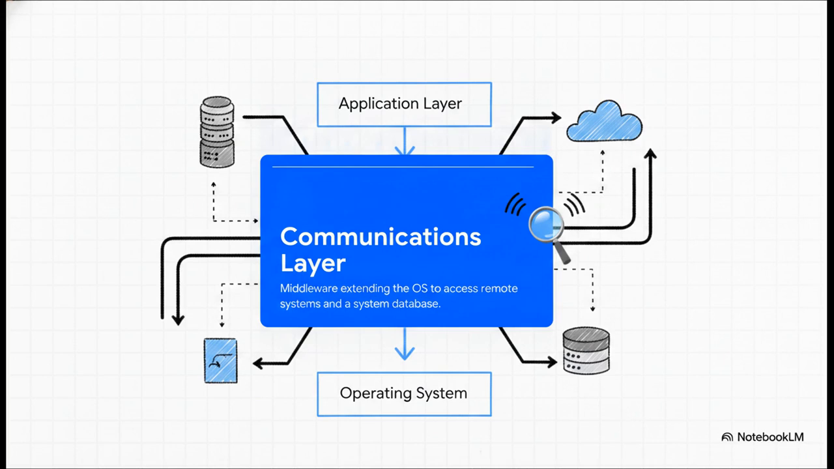So why middleware? Well, because it sits right in the middle. It bridges the gap between the operating system below it and the specific application you're building above it. This layer extends the facilities of the OS, providing the necessary interfaces and protocols that allow your system to communicate over networks, access remote systems, and manage heavy interactions with large databases.